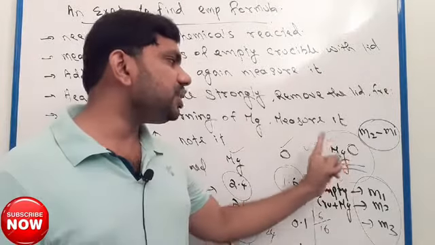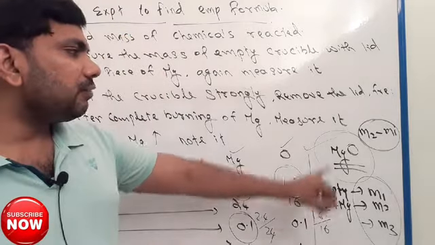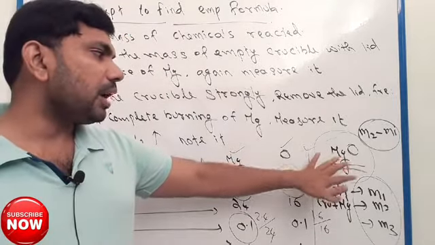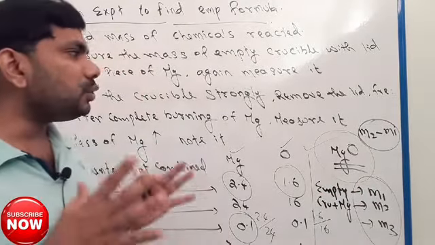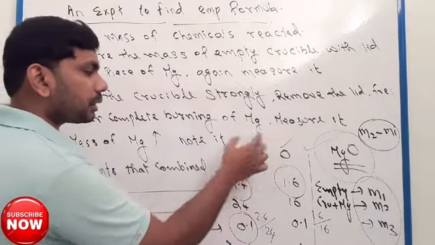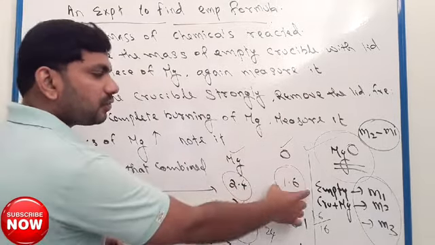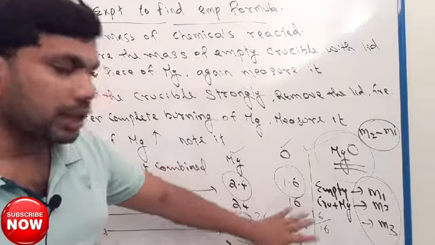Mg1O1, that is MgO, magnesium oxide. So this is the empirical formula of magnesium oxide, MgO. We can use an experiment to find the mass of magnesium and the mass of oxygen reacted. After getting these masses, simply you can do this.